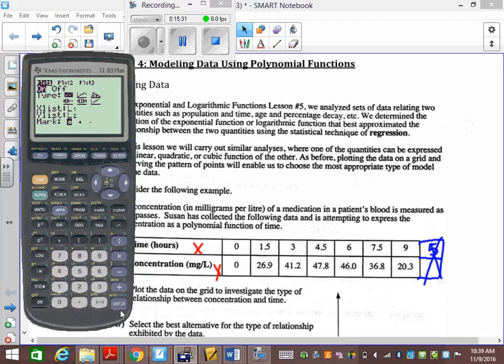Whenever you're in a screen and you want out of it, just go second mode, because what's the word behind mode? Quit. You want to quit it. I want to quit this. I want to quit you.